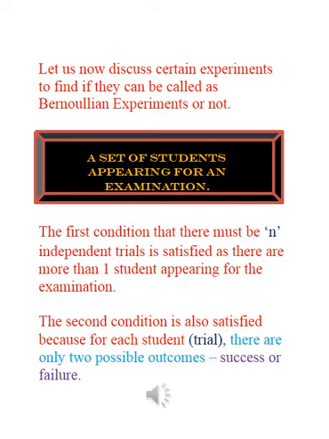A set of students appearing for an examination. The first condition that there must be n independent trials is satisfied as there are more than one student appearing for the examination. The second condition is also satisfied because for each student trial, there are only two possible outcomes, success or failure.